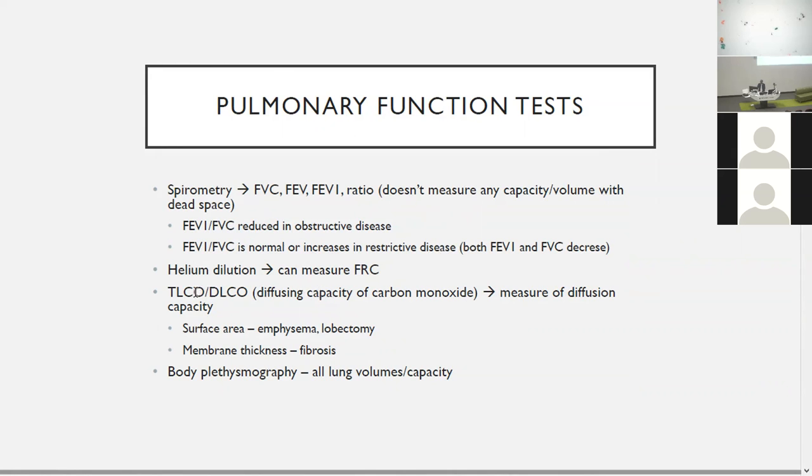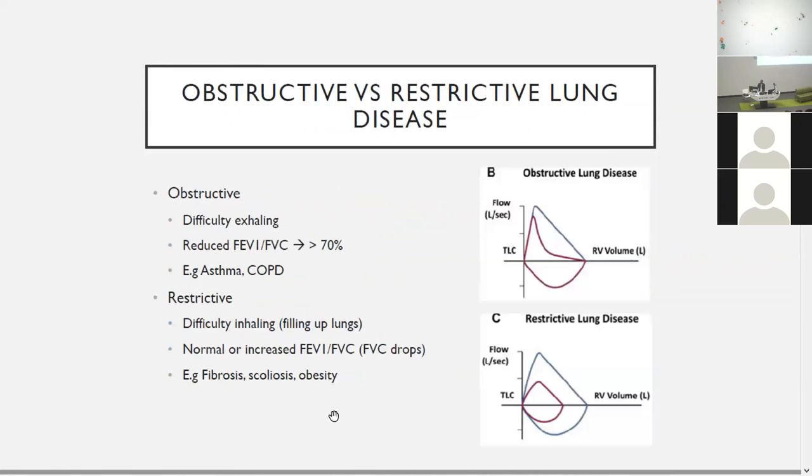Another thing you can do is measure DLCO. That tells you the diffusion capacity of the lung, and it's really dependent on surface area. If you have something like emphysema or lobectomy, you have less surface area, so your DLCO will decrease. Or if you have fibrosis, your membranes become thicker, making it difficult for the gas to pass through, and that also decreases your DLCO. You can remember that.